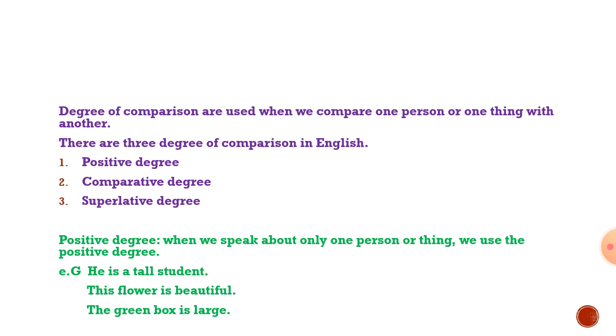For example, first is he is a tall student. Second example is this flower is beautiful. Third example is the green box is large. Each sentence mentioned above talks about only one noun. Here we are not comparing he with any other person or flower with any other flower or box with any other box. Or we can say that the positive degree of an adjective is used when no comparison is made.